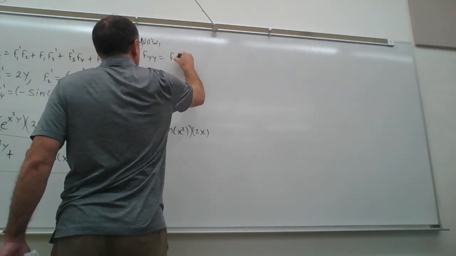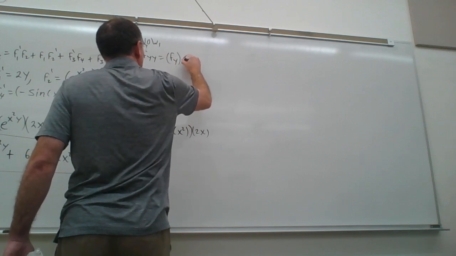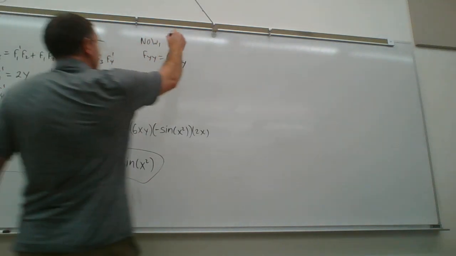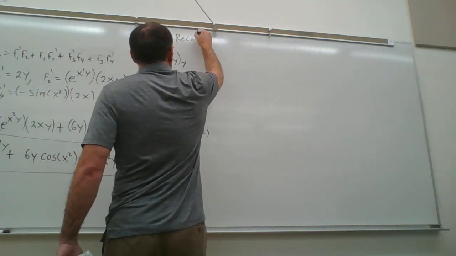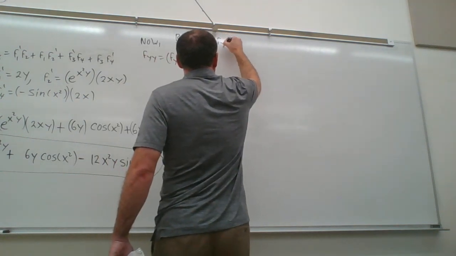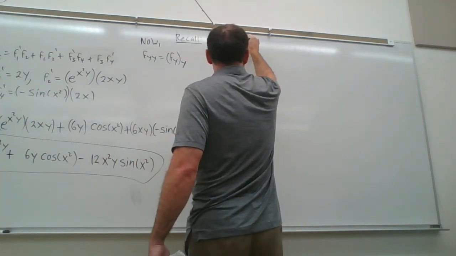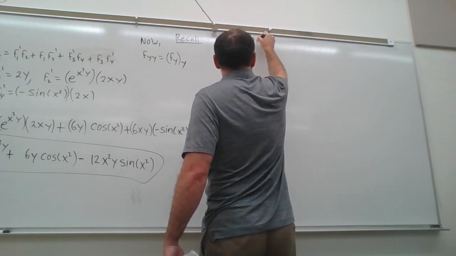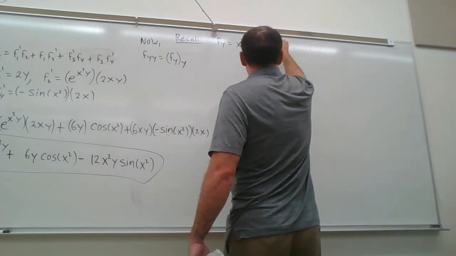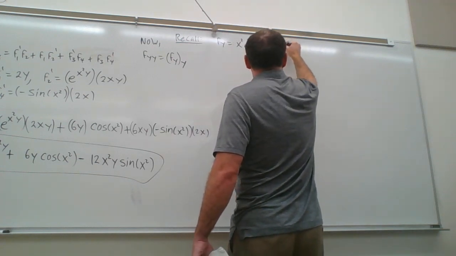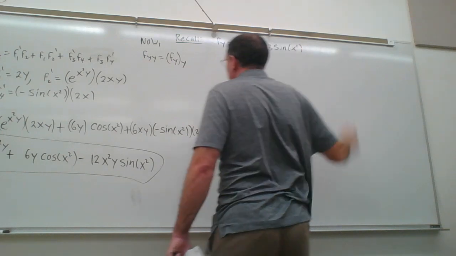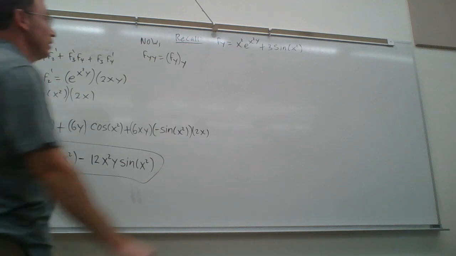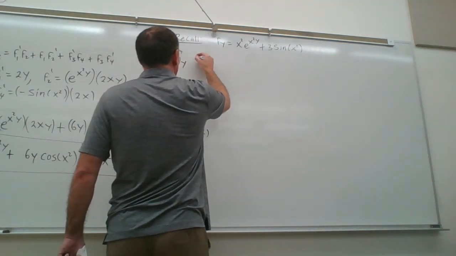So by definition, it's the fy with respect to y again. So maybe recall up here, since it's out of the picture. The fy guy, looking over here, you can see it's x squared e to the x squared y plus 3 sine of x squared. Okay, so my f double y would be derivative of this guy with respect to y.